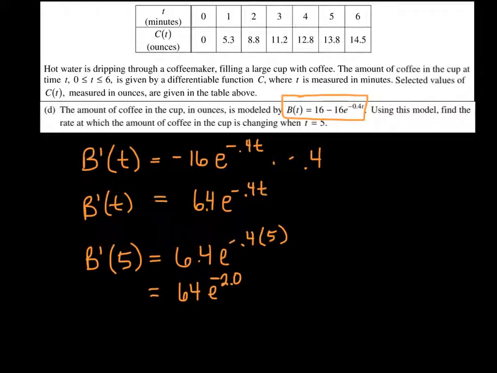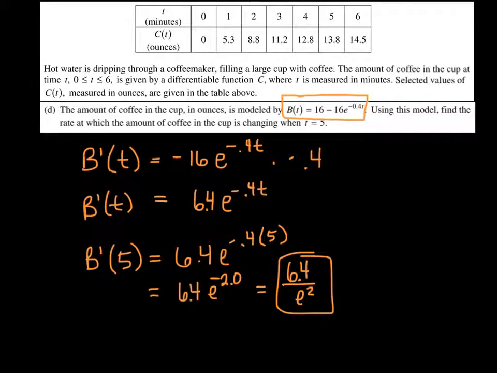I imagine you could leave your answer like that. You also could write it as 6.4 over e squared. And do they tell you need to put a unit of measure? They do not. So I would say you could leave your answer just like that, and that would get you full credit. All right. So that was the end of that first question.